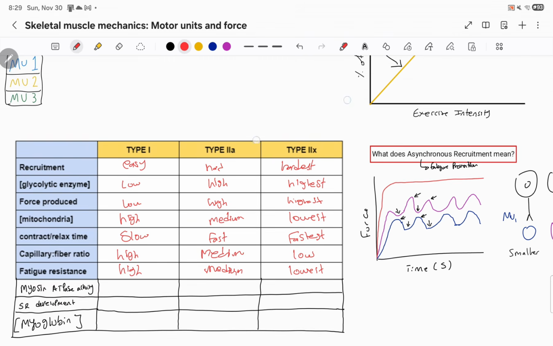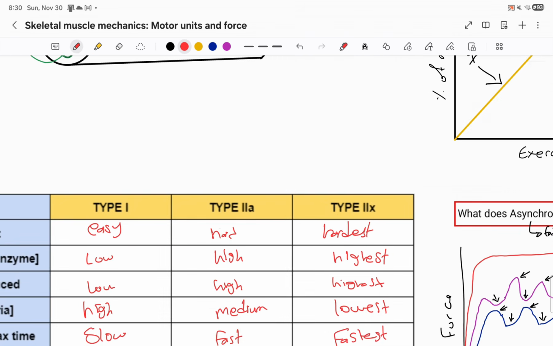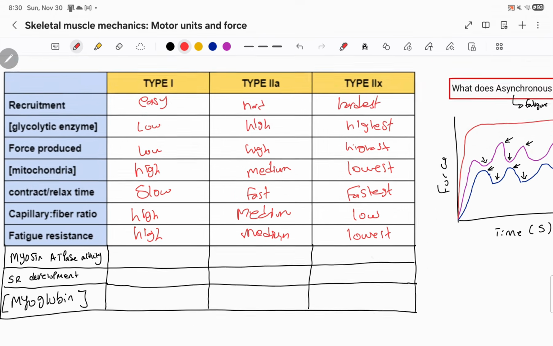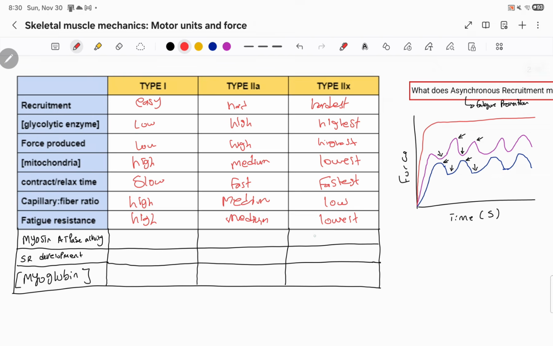Isoforms, you can think of it like this. You know how you have ice cream, right? And you have different flavors of ice cream. You got chocolate, you got vanilla, you got mint chocolate chip. They're all ice cream, it's just they're a little bit of a different flavor. That's kind of like what an isoform is, but for proteins. So they're the same protein, the same enzyme, they do the same function, but they just function a little bit differently, okay? In this case, the myosin ATPase is a little bit faster in type 2X. So the myosin ATPase activity is faster.